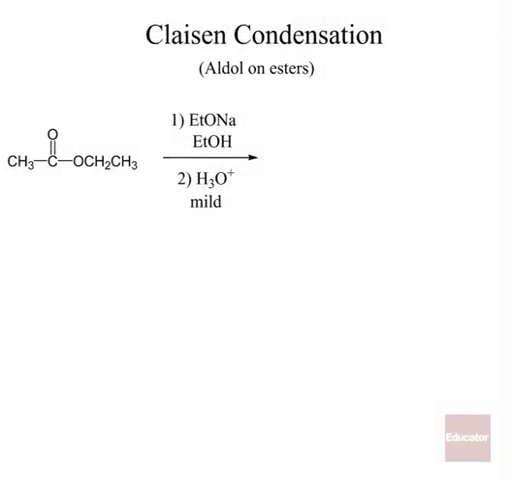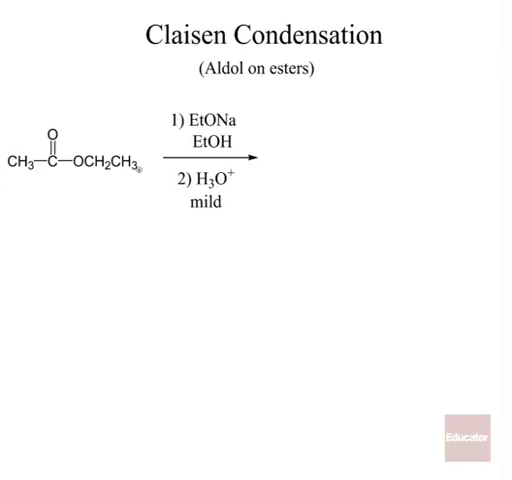Next, let's take a look at a reaction called the Claisen condensation. This is very much related to the aldol condensation. In fact, it is an aldol reaction, but instead of using a ketone or an aldehyde, we're going to be using an ester instead, and we call that a Claisen. So let's look at an example of it and see where it takes us.